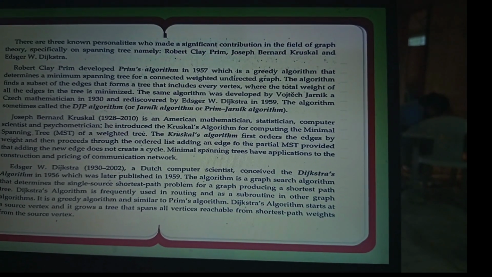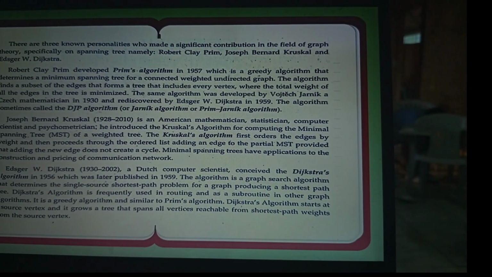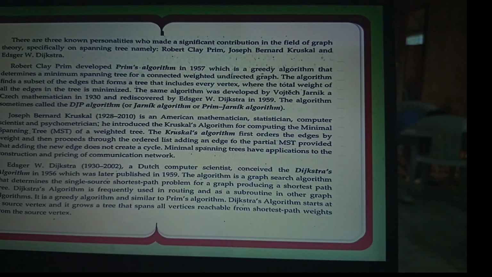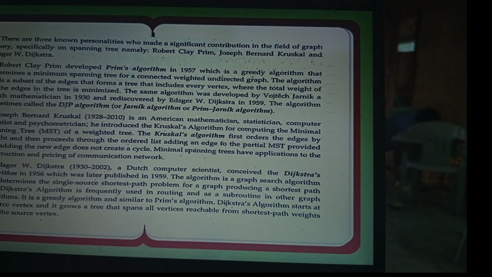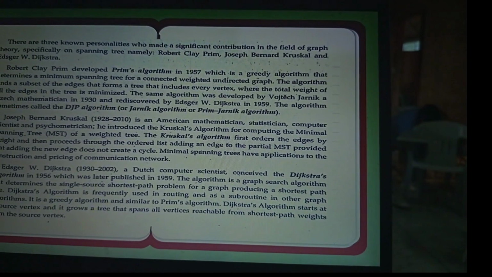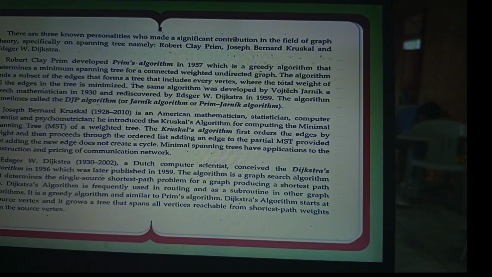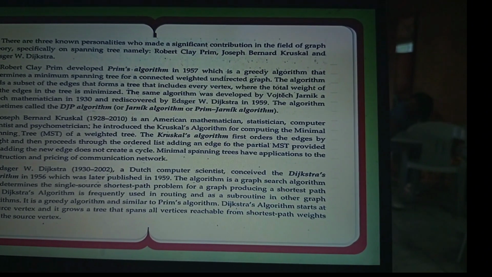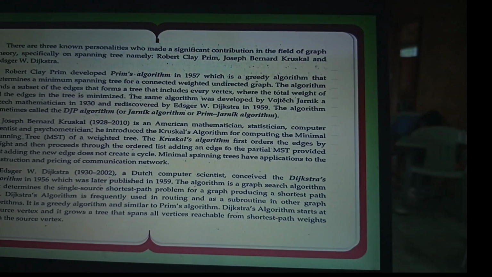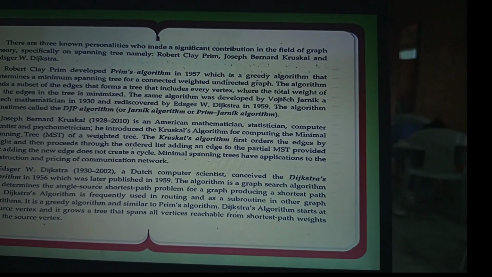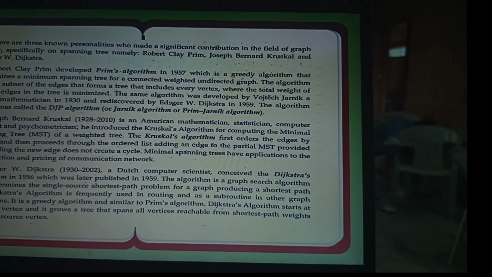There are 3 known personalities who made significant contributions in the field of graph theory, specifically on spanning trees, namely Robert Clay Prim, Joseph Bernard Kruskal, and Edsger W. Dijkstra. Robert Clay Prim developed Prim's algorithm in 1957, which is a greedy algorithm that determines a minimum spanning tree for a connected, weighted, undirected graph.